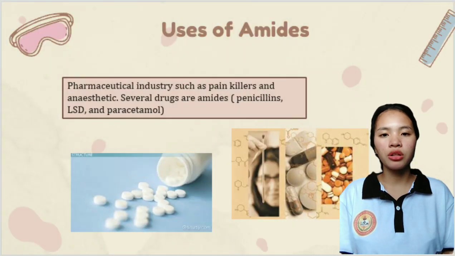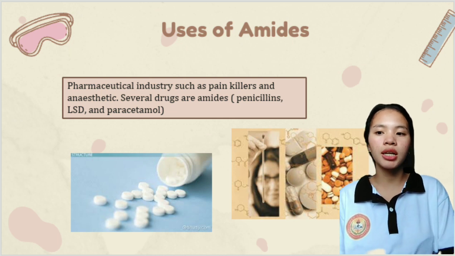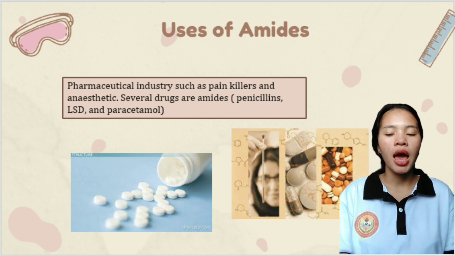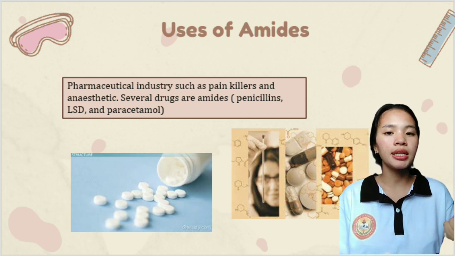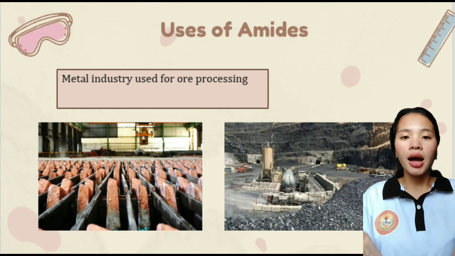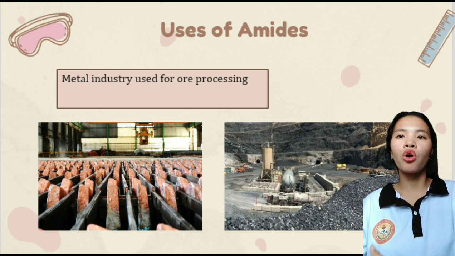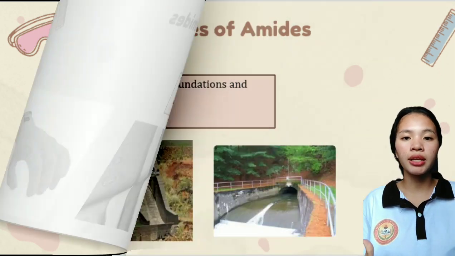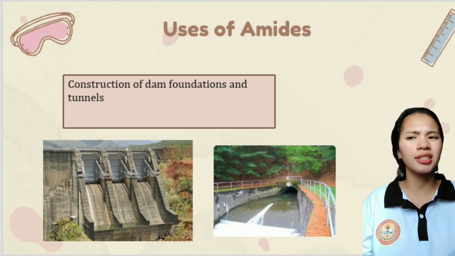There are several uses of amides. It is generally used in the pharmaceutical industry to produce painkillers and anesthetics. Several drugs are also amides, such as penicillin, LSD, and paracetamol. Amides are also used for ore processing to form resilient structural materials such as nylon and Kevlar, used in construction of dam foundations and tunnels.